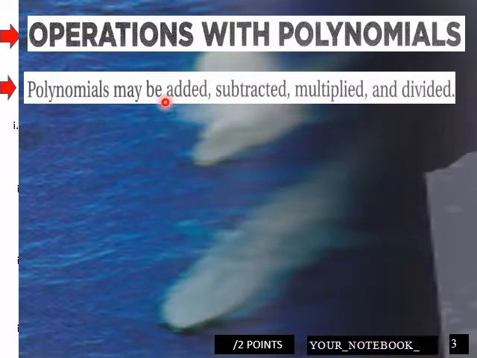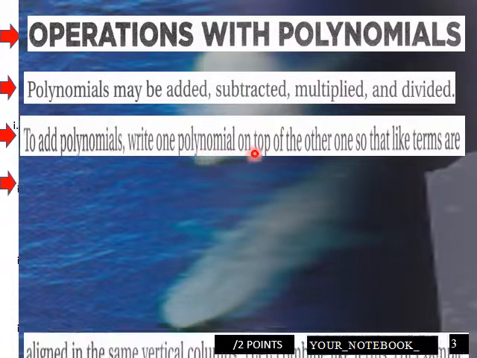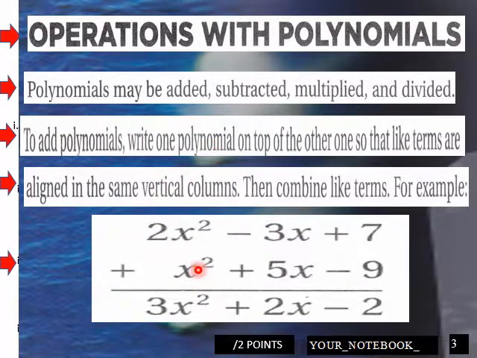Operations with polynomials. Polynomials may be added, subtracted, multiplied, and divided. To add one polynomial to another, write them in vertical columns. So we're going to do it in a vertical format, then combine like terms like this here. We just combine like terms here.